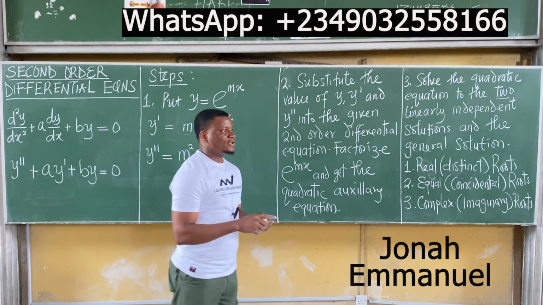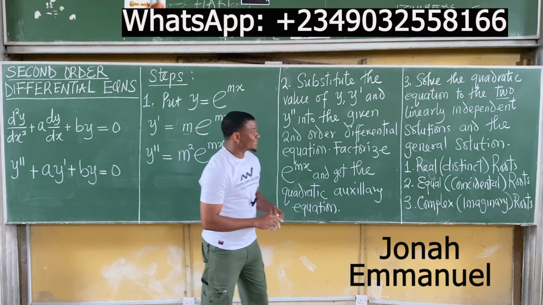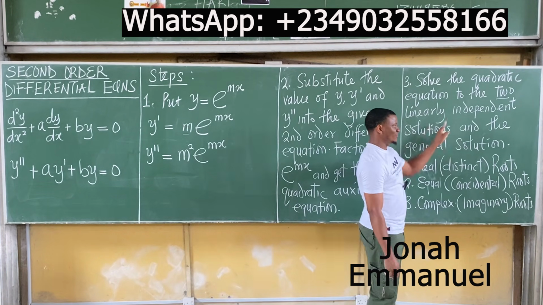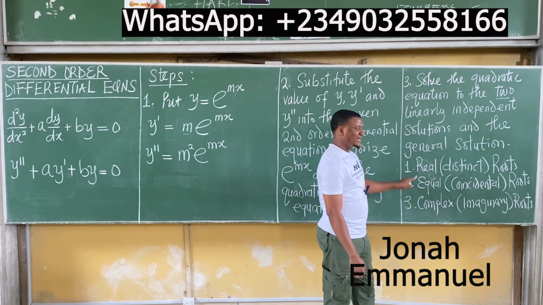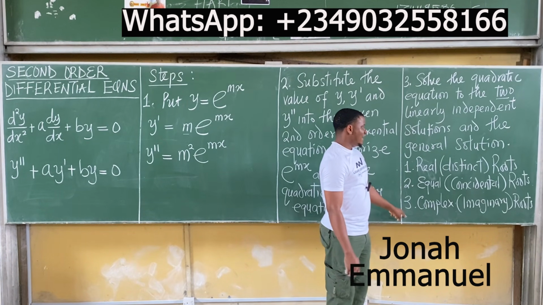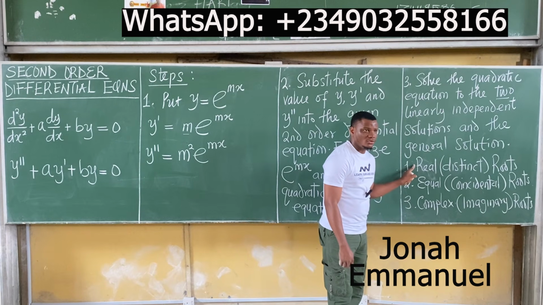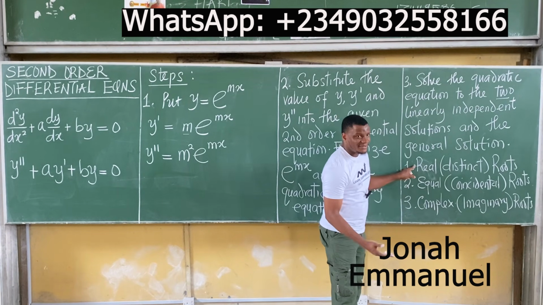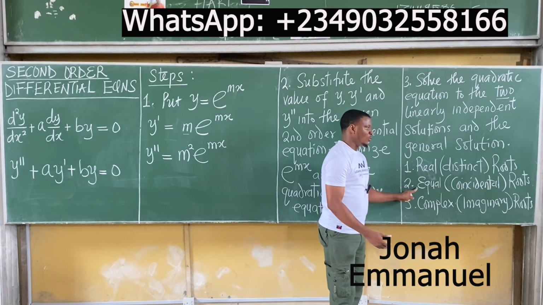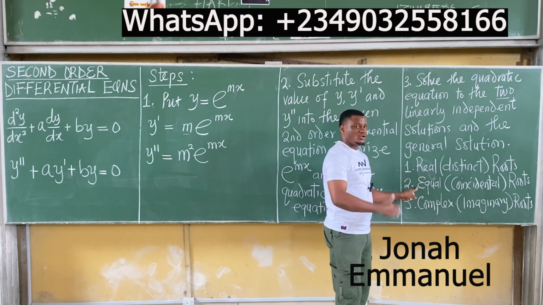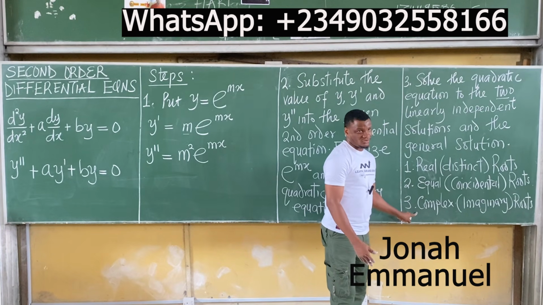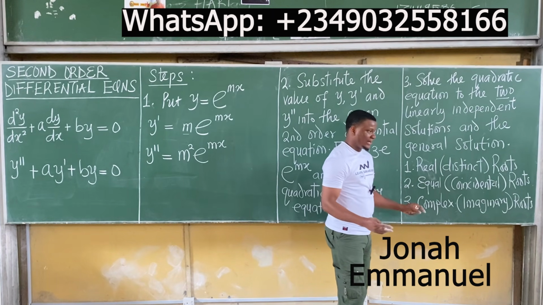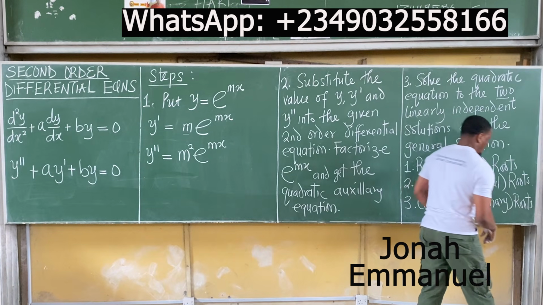Now, as I said, the answer you get as regards the linearly independent solution depends on which kind of root you get. If I have a real or distinct root, what will the two linearly independent solutions look like? If I have an equal or coincidental root, what would it look like? If I have a complex root, what will it look like? Let's take them one after the other.